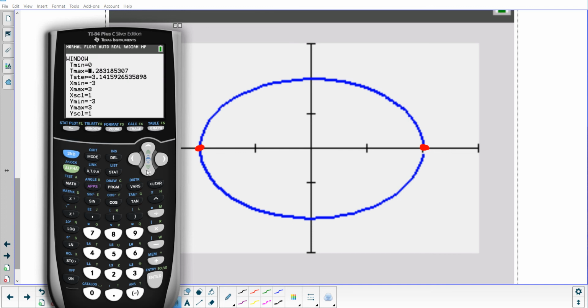Now if we do, instead of pi, let's say we do pi over 2. But don't change your T-max. Let's go pi over 2 as my step. Pi divided by 2.